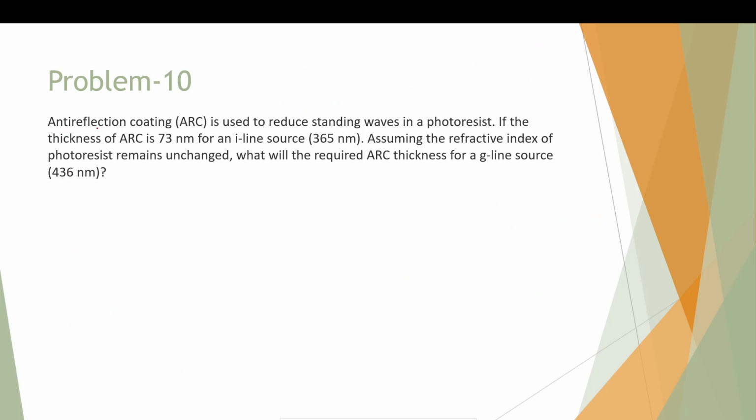Problem 10. An anti-reflection coating is used to reduce standing waves in a photoresist. If the thickness of the anti-reflection coating is so much for an I line source, assuming the refractive index of the photoresist remains unchanged, what will be the required ARC thickness for a G line source? That's fine.